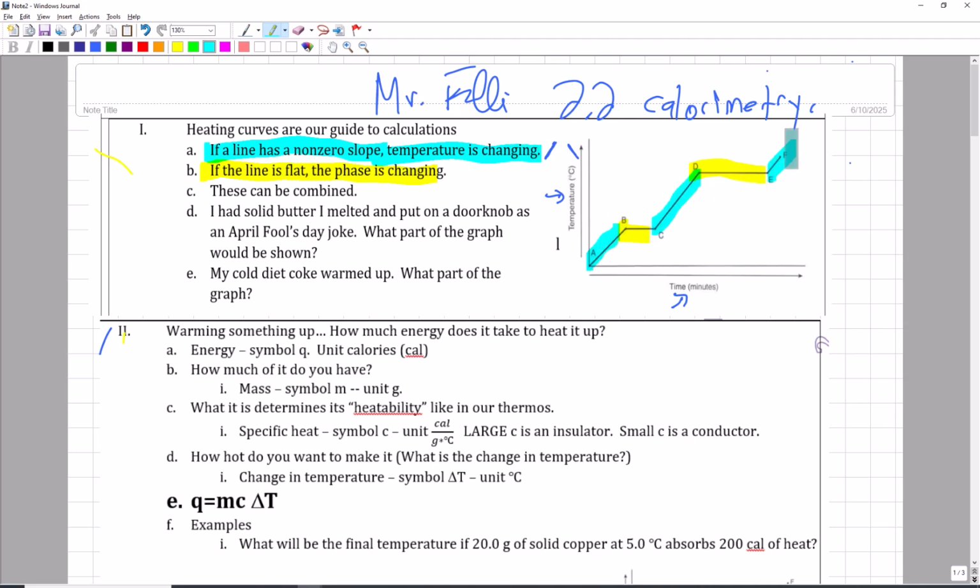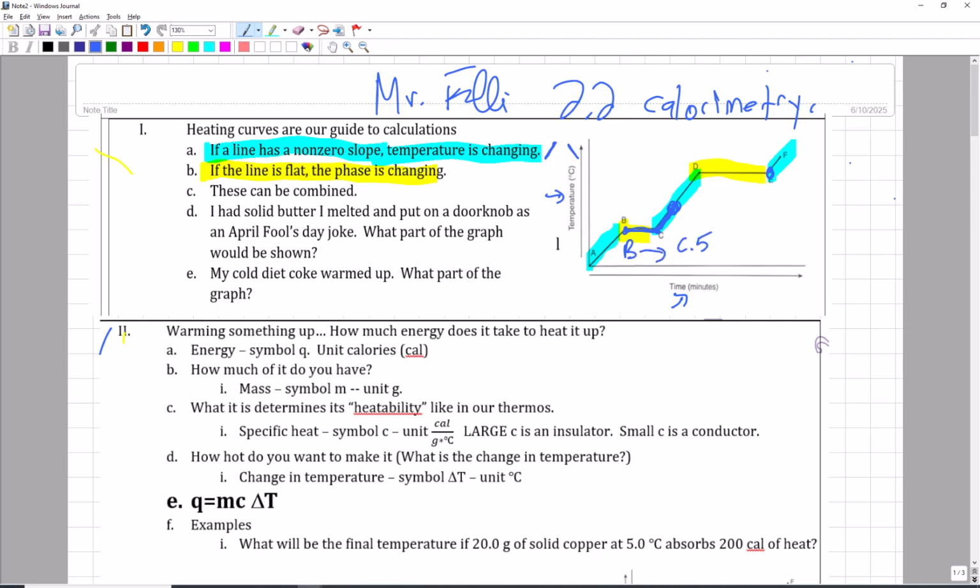These can be combined. So what that means is I could start right here and end here, so I would have a slanty part and a flat part. If I had solid butter and I melted it and I put it on a doorknob as an April Fool's Day joke, what part of the graph would be shown? I would warm it up, because this would be the temperature of the room.